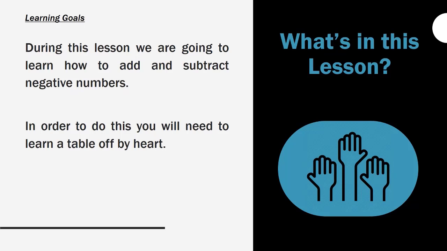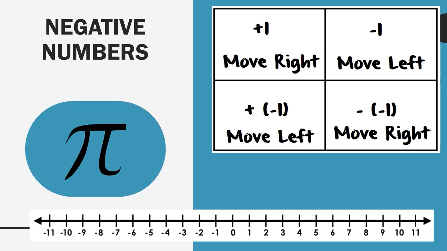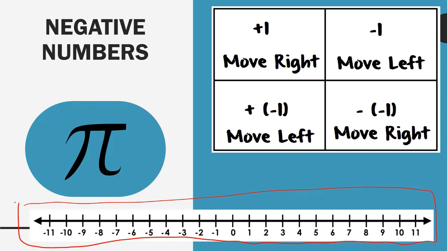In order to do this, you will need to learn a table off by heart. So here is the table that you need to learn off by heart. You will notice here I've got a number line. The number line is incredibly important, particularly when we're starting out with this topic. And I've got this table. Basically, all this table is referring to is the direction that we move.